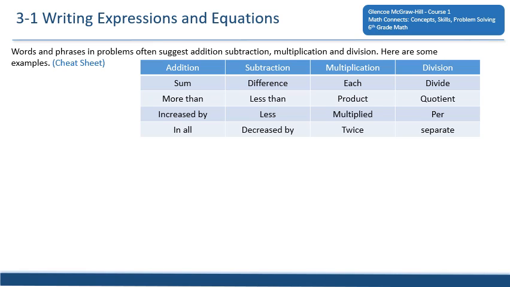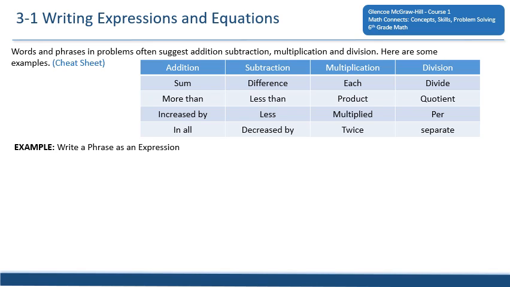So for addition, some key words or phrases: sum, more than, increased by, and all. Subtraction keywords or phrases would be difference, less than, less, decreased by. Multiplication keywords would be each, product, multiplied, twice. And division, some keywords would be divide, quotient, per, or separate. And obviously these are not exhaustive lists, which means that there are more keywords and phrases, but these are some common ones. Make sure you study these.